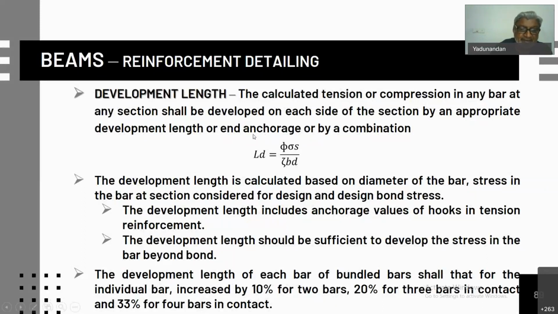The code allows you to bundle the bars, but if you are bundling, you must have an increase in the development length depending upon the number of bars you are bundling. So the necessary bond effect is there, because when they are bundling, some faces of the reinforcement are lost and therefore will not be in contact with the concrete.